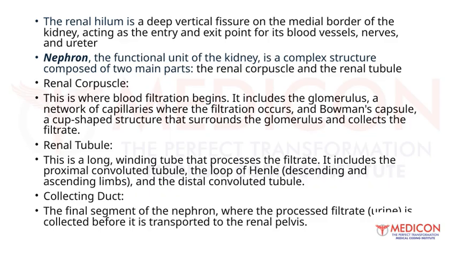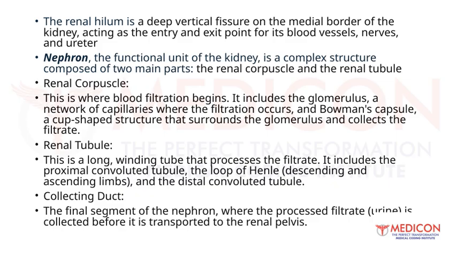It consists of the glomerulus, a network of tiny capillaries where blood plasma is filtered out, and Bowman's capsule, a cup-shaped structure that surrounds the glomerulus. Bowman's capsule collects the filtrate. Think of it as the initial processing stage before the filtrate moves further along the nephron.